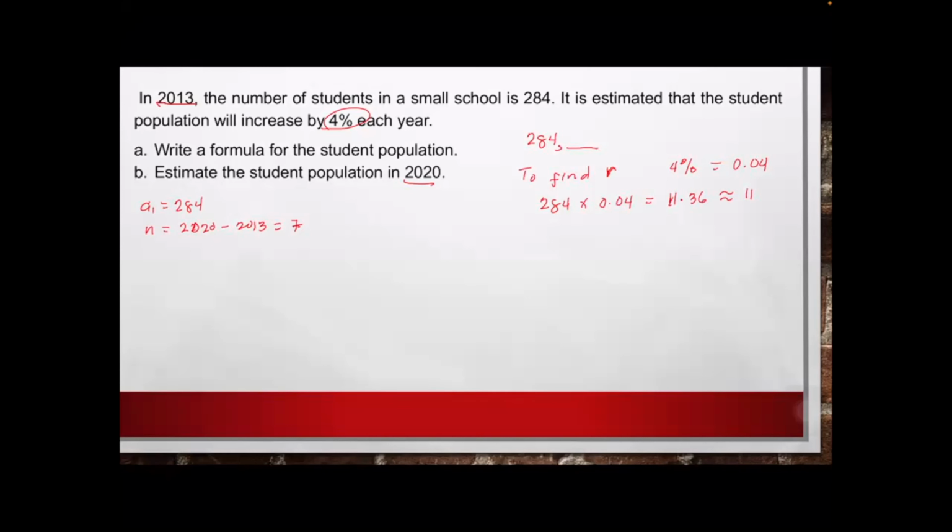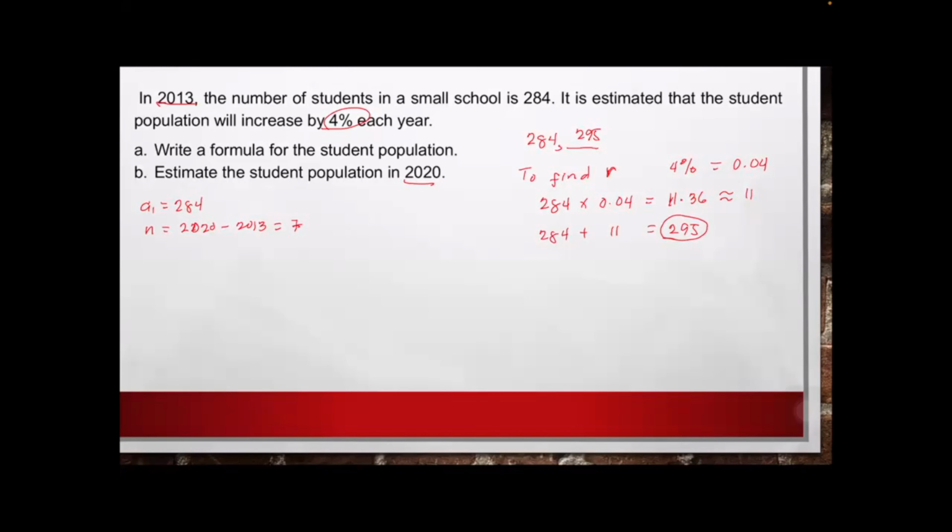So, ano yung gagawin natin to 11? This 11 will be added to 284. So, 284 plus 11, the answer will be 295. So, ito na yung ating second term, 295. Okay, so magkakaroon tayo dito ng 295.